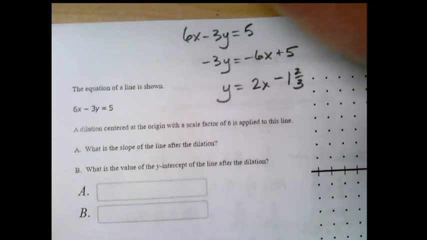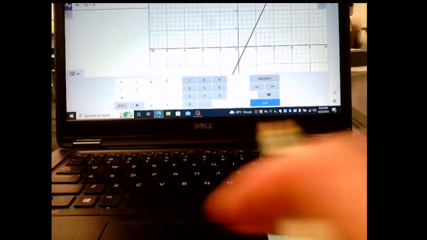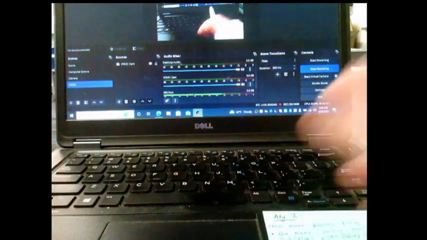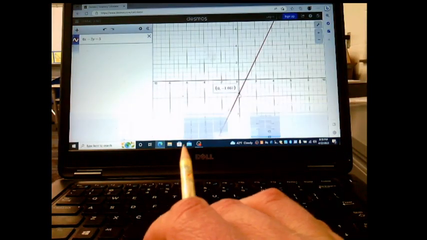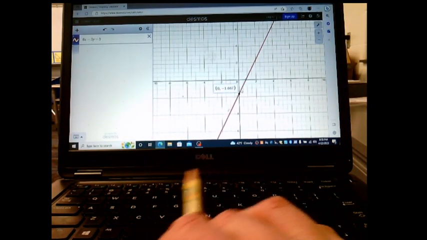If we go back to Desmos here, okay, hopefully you can see that okay. Let me check it real quick. Maybe a little bit higher. There we go. Okay. If you look here, negative 1 2/3 is what we're looking at right here.